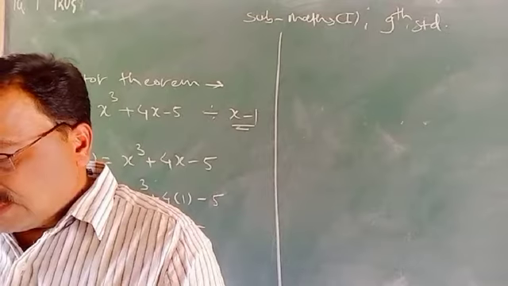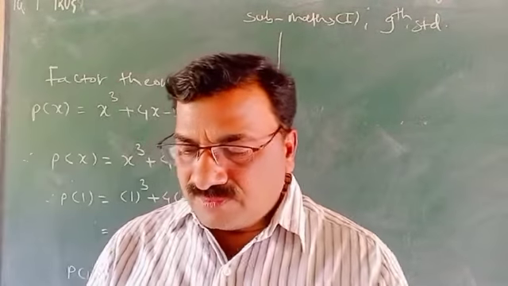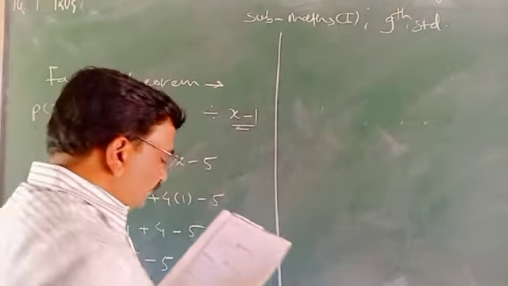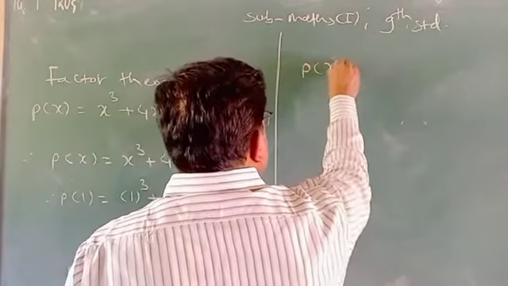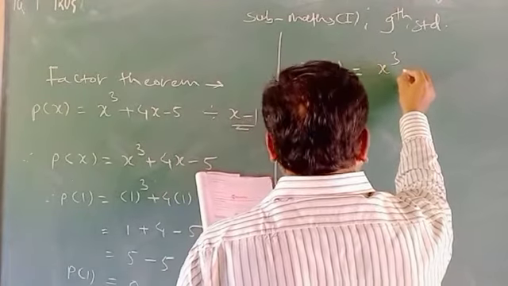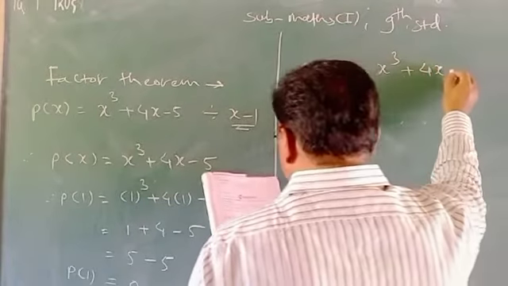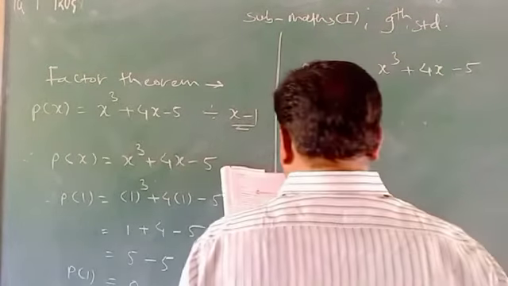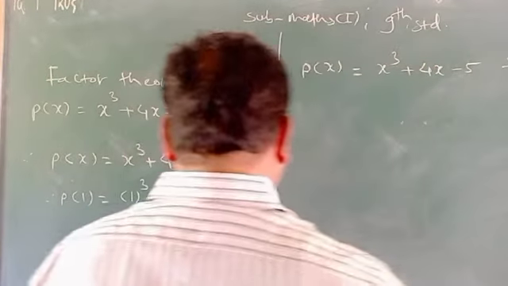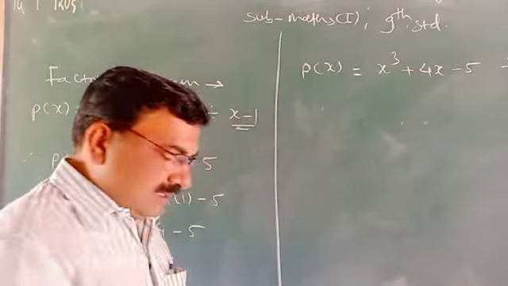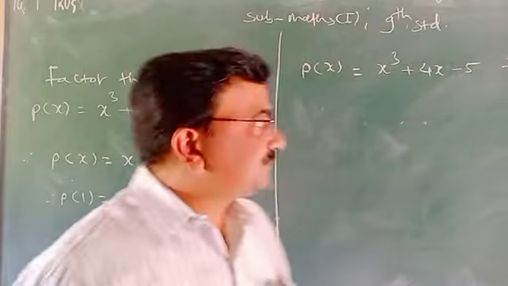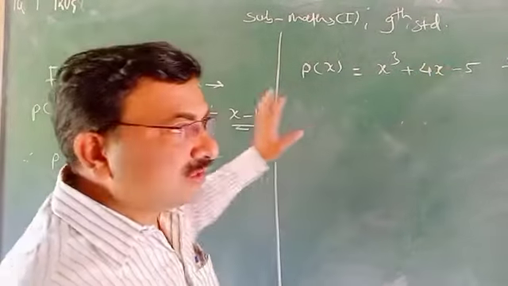We will take another example. If the polynomial x cube plus 4x minus 5 is divided by x plus 2, then decide whether x plus 2 is a factor of the dividend or not.